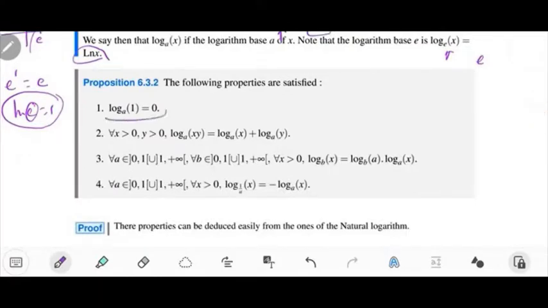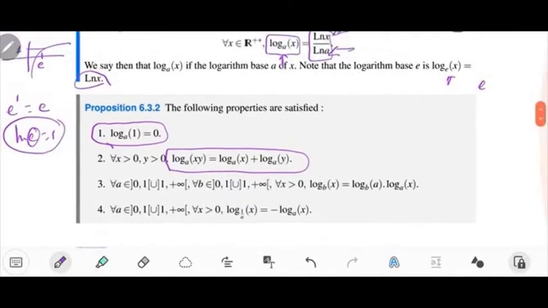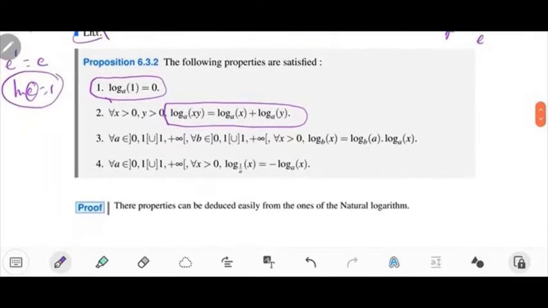And we have the following properties for the logarithm base a. So log base a of 1, for whatever a, is always equal to 0, because ln of 1 is equal to 0. And also we have this property, which is similar to the one for ln, because it's deduced from ln here. And also for all a between 0, 1 and 1, plus infinity, for all b between 0, 1 and 1, plus infinity, log base b of x equals log base b of a times log base a of x. It's easy to prove also. And for all a between 0 and 1, 1 and plus infinity, log base 1 over a of x is equal to ln of x over ln of 1 over a, which is minus ln of a, so it's equal to minus log base a of x.